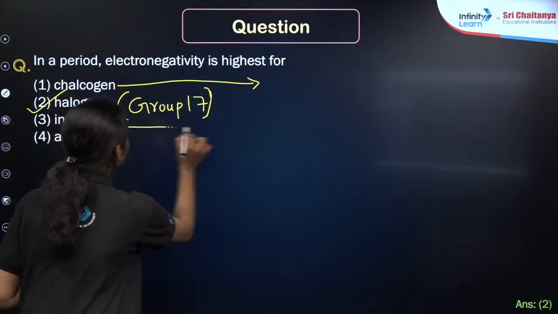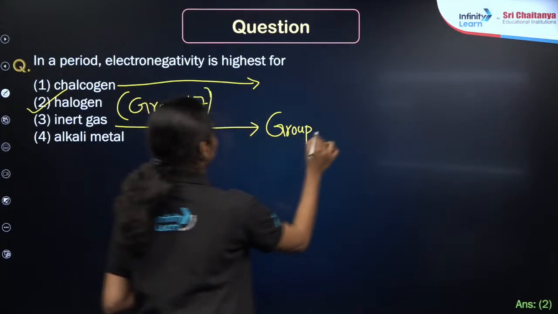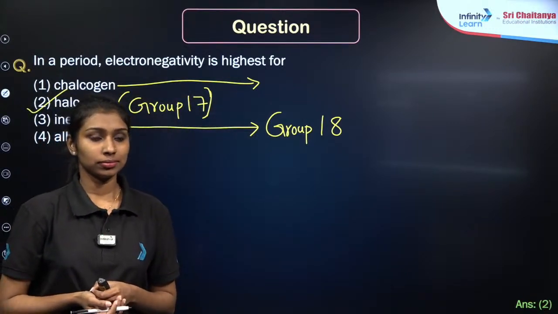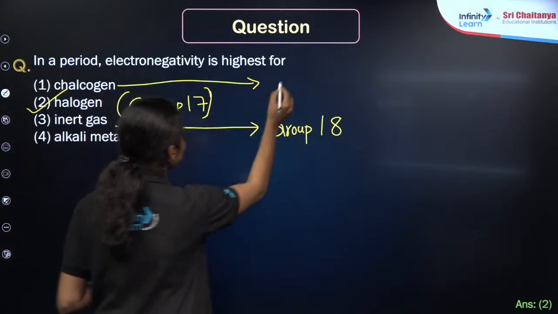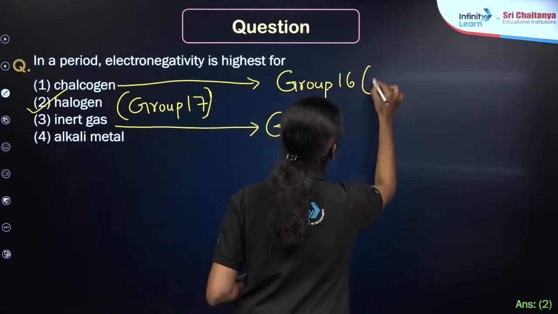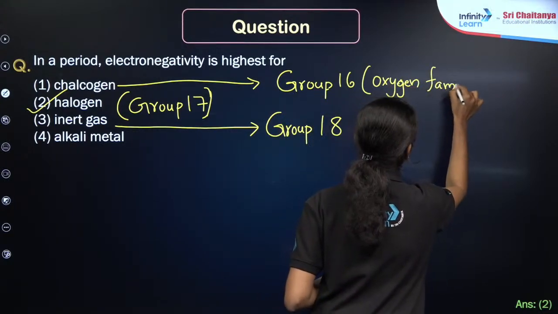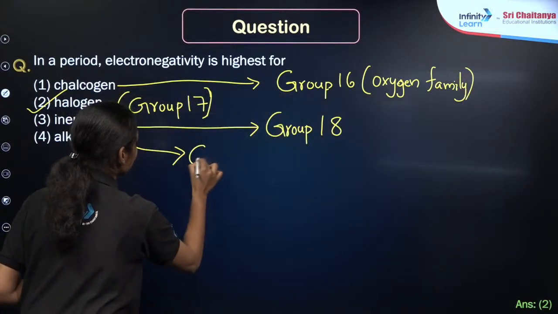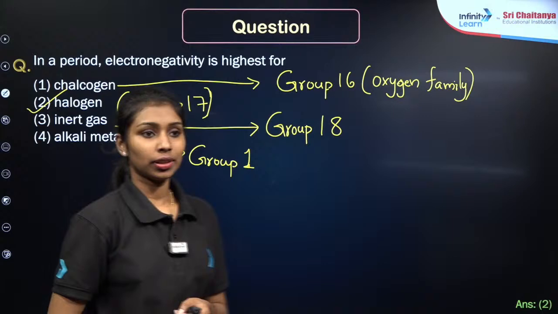Logesh, group 18 elements are known as noble gases or inert gases, right? Okay, I will say chalcogens mean group 16 elements, right? Starting from oxygen, that is the oxygen family. Clear? Then alkali metal means the group 1 elements. Clear? Yeah, Logesh, you are right.